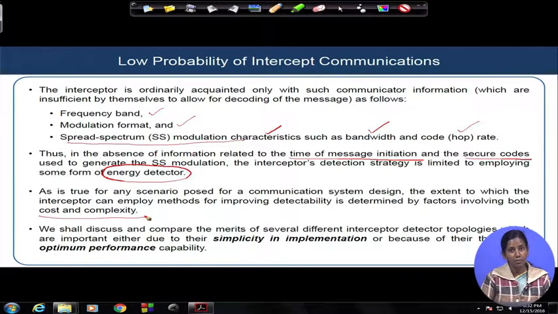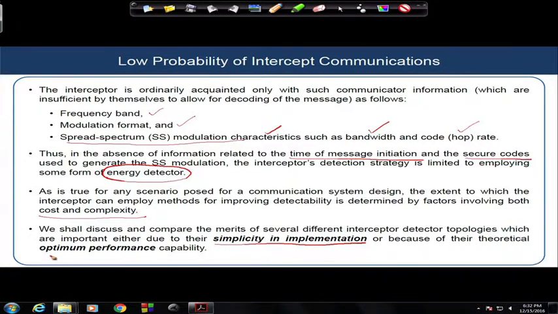Their detectability will depend on the cost and complexity involved, and hence another part is the simplicity in their implementation and the optimum theoretical performance that the detector can give. Based on that, today we will discuss the various types of energy detectors or interceptors that can detect the signals in such scenarios.